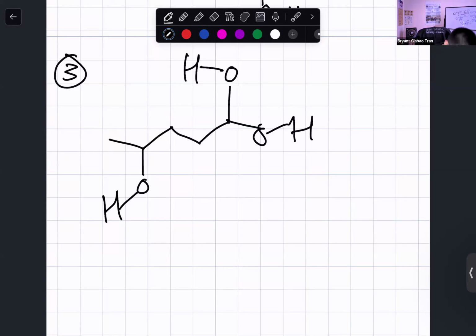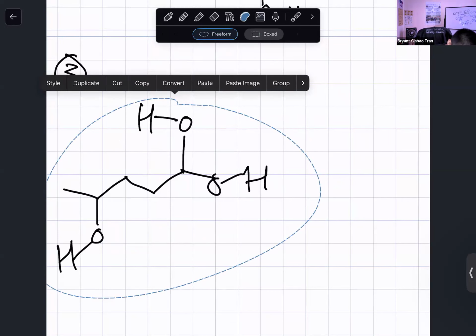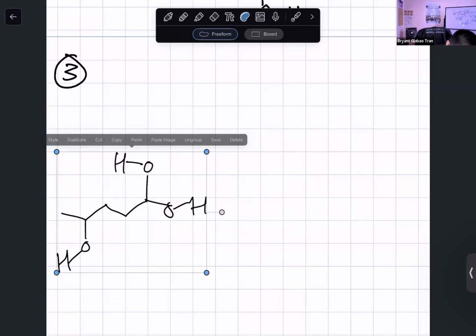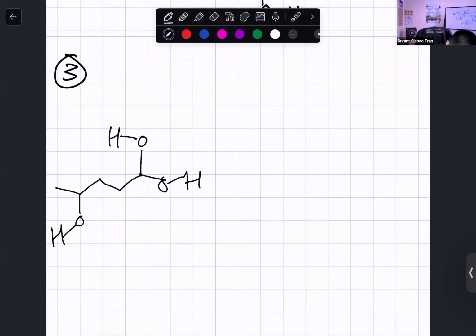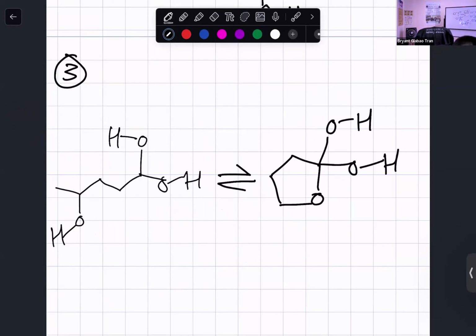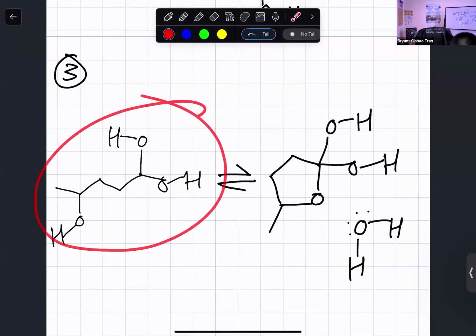Okay. So since they gave us the product, which is this 5-membered ring, and water as a side product. And they give us, yep, that one. This structure is not complete.